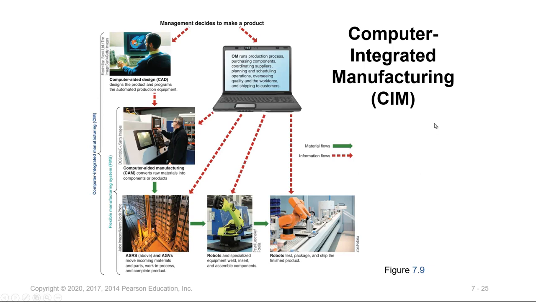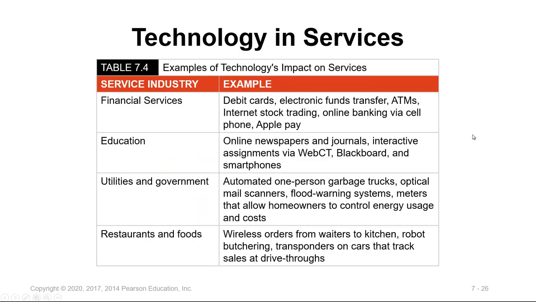This figure shows the integration of different computer-aided systems that work together in the manufacturing environment. And again, we can do that in the service industry too. This table provides some examples of technologies used in service industries such as financial services, education, utilities, and government, restaurants and foods, communications. In all areas, we can still use technology, and we can use computers.